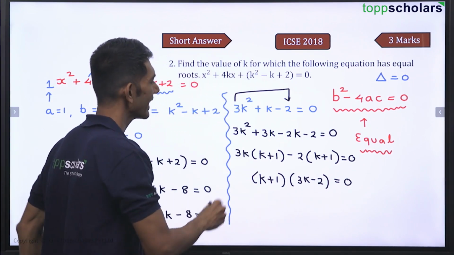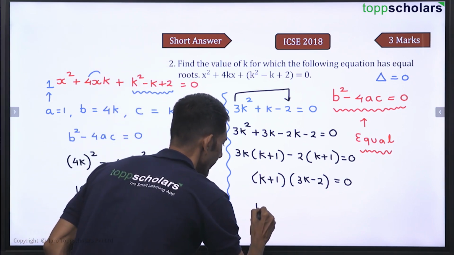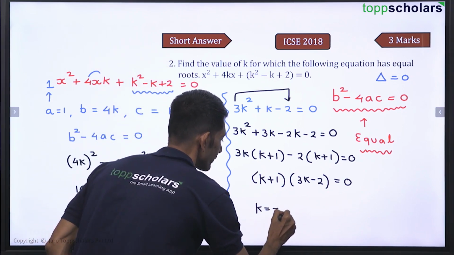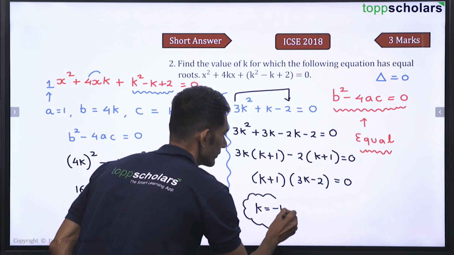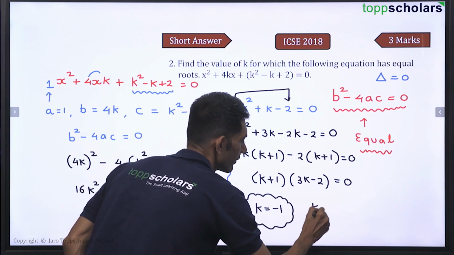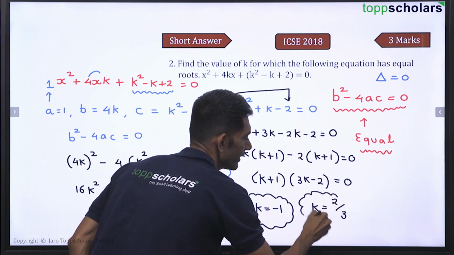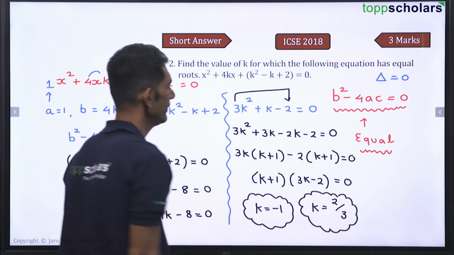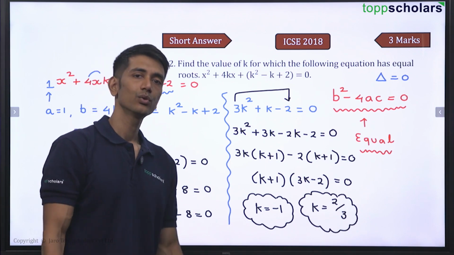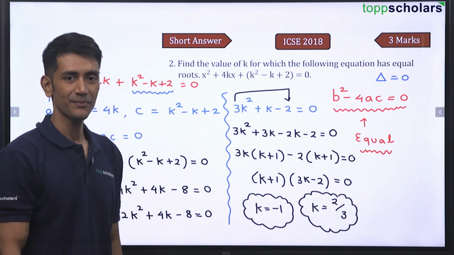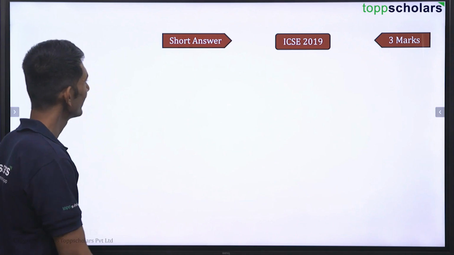And from here I get two values of k. That is, the value of k is minus 1 and k is 2 by 3. Right? So these are the two values of k. Easy? Okay, let us continue now.